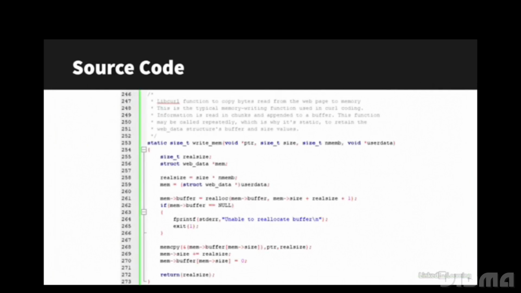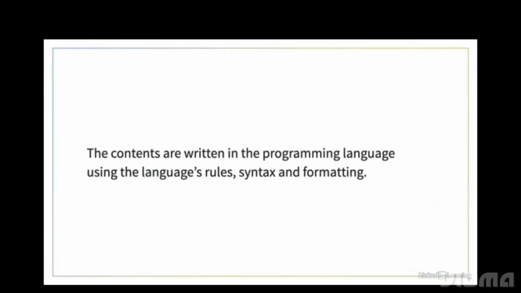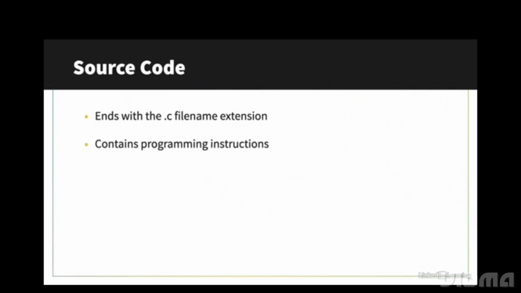This is the CodeBlocks text editor. It uses colored text to highlight the source code. It also offers line numbers, and it lets you collapse and expand blocks of code to help you keep things organized. The contents of the text file are written in the programming language using the language's rules, syntax, and formatting. For a C language source code file, the file name ends with a .c file name extension.